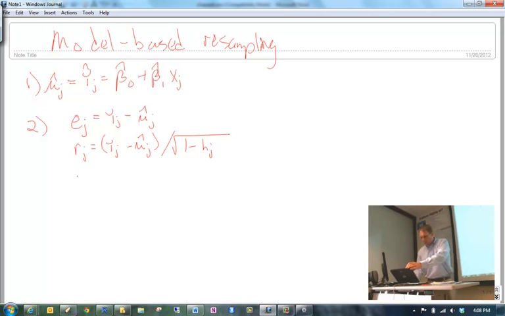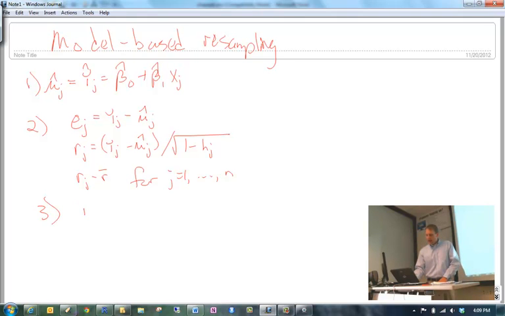And we go one step further and we form r j minus r bar. And the reason is because the r j's don't have to be exactly equal to zero on average. And this is what we resample: these r j minus r bar for j equal 1 to n. That's where we're taking our resamples from.